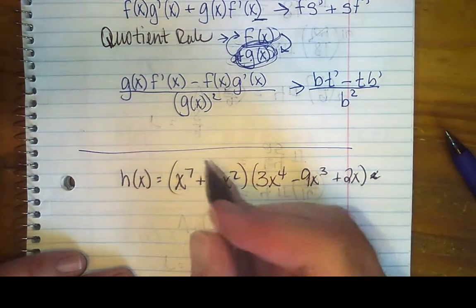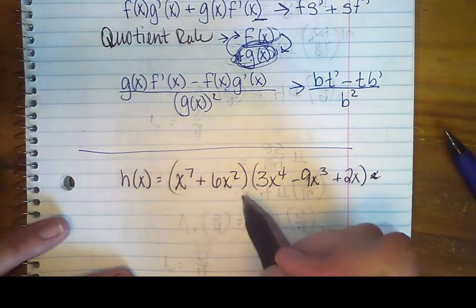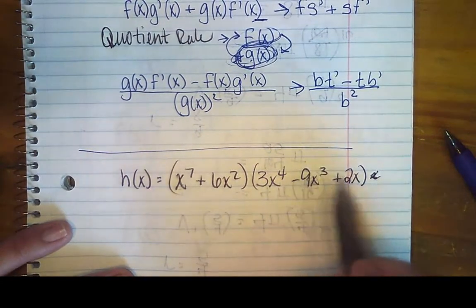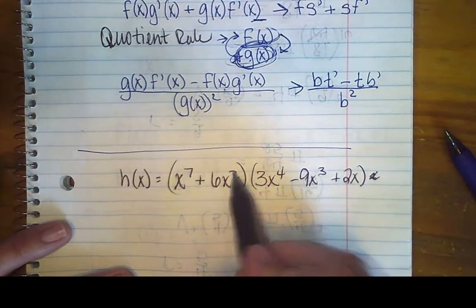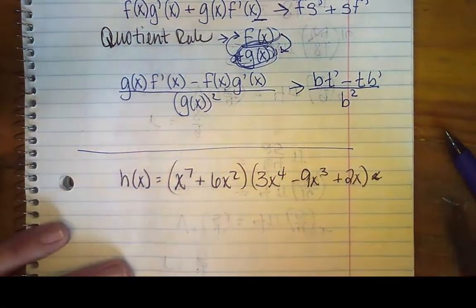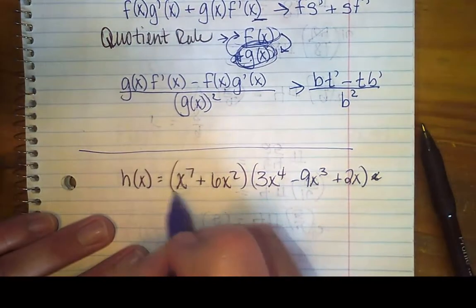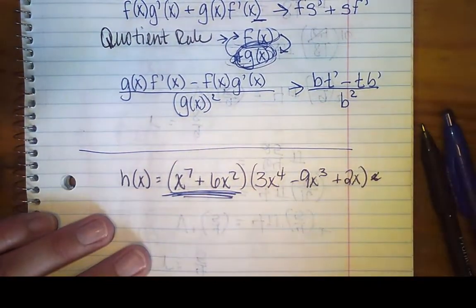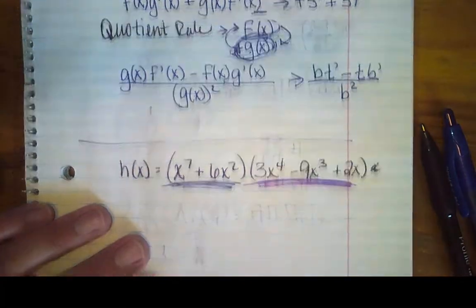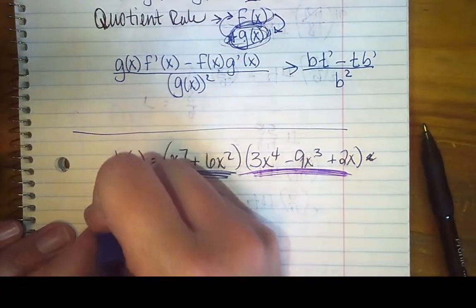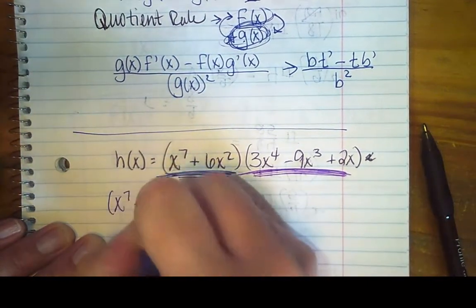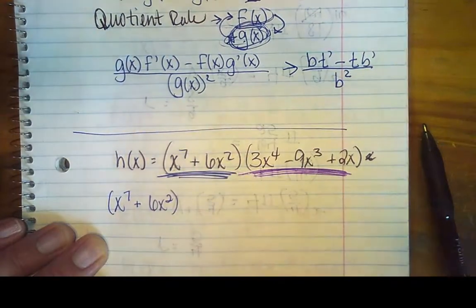So I can either use algebra and multiply this whole thing out, which means x to the 7th times these three terms, and then 6x squared times these three terms. See if there's anything alike, combine it, do whatever. Or I can say all of that is too difficult. So I've got this first chunk, and I've got this second chunk. Okay, so what I have is the first. So I'm just going to write it down. X to the 7th plus 6x squared.